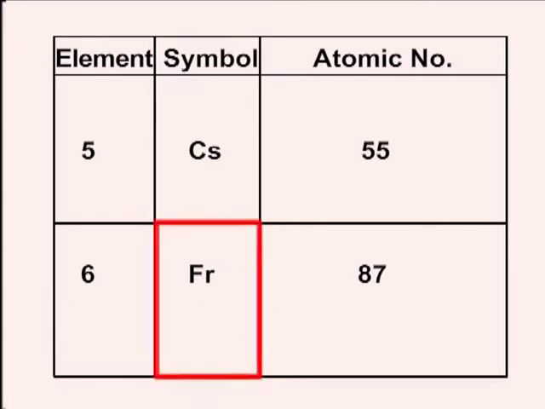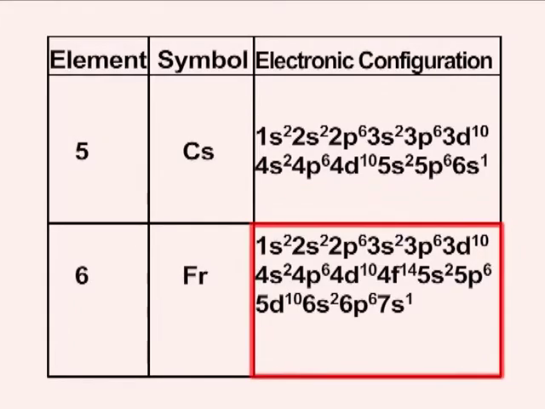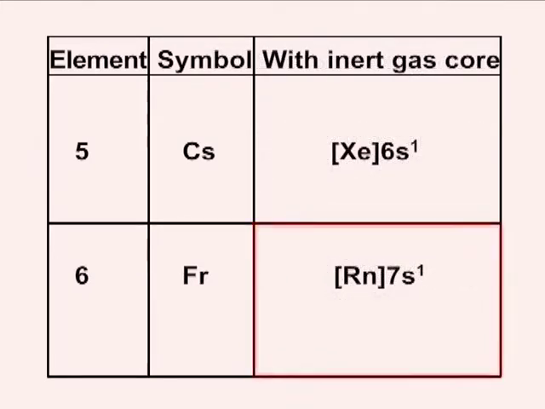Francium is represented by symbol Fr. Its atomic number is 87. Its electronic configuration is 1s2, 2s2, 2p6, 3s2, 3p6, 3d10, 4s2, 4p6, 4d10, 4f14, 5s2, 5p6, 5d10, 6s2, 6p6, 7s1. Its electronic configuration with inert gas core is also shown on the screen.